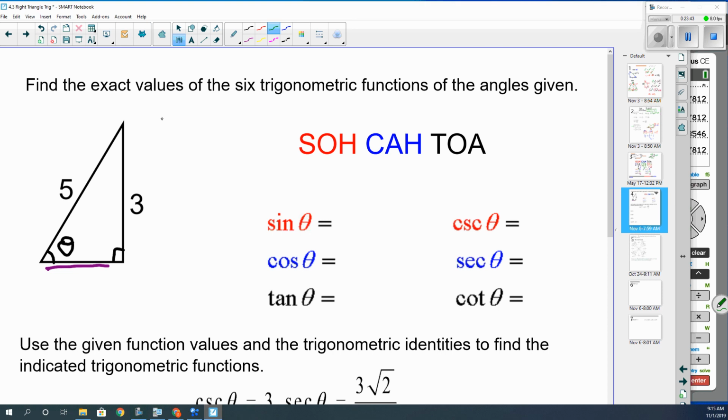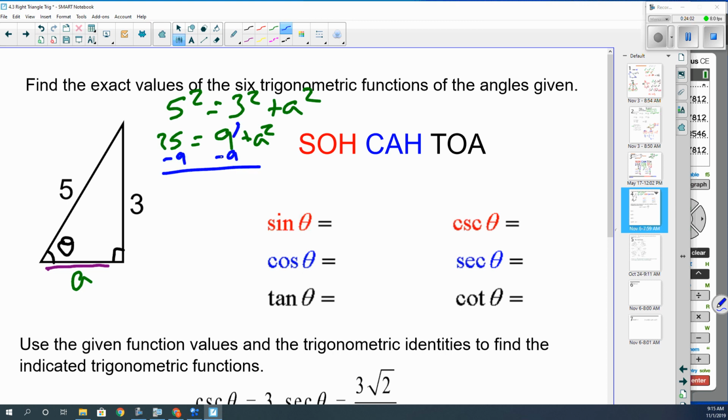So 5 squared, because that's the hypotenuse, equals, and I'm just going to call that side A. Square the other 2 sides, the 2 that make the 90-degree angle. Then we can get the third side. So 5 squared is going to give me 25. 3 squared is going to give me 9, plus A squared. So we're just going to subtract 9 from both sides of the equation. So A squared equals 16.